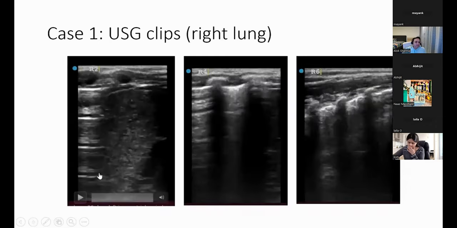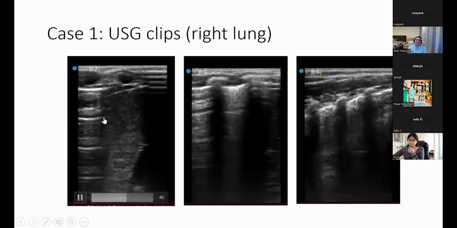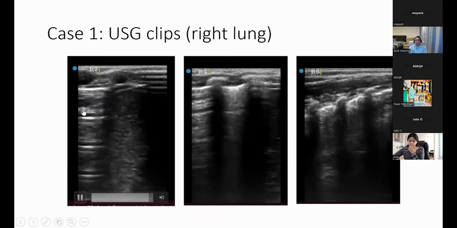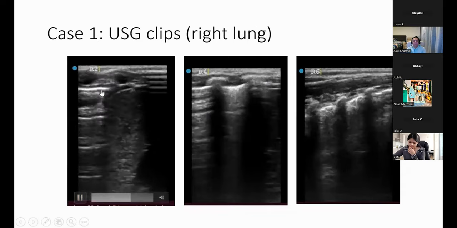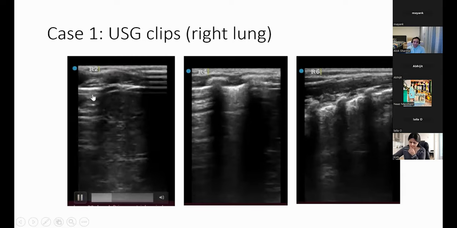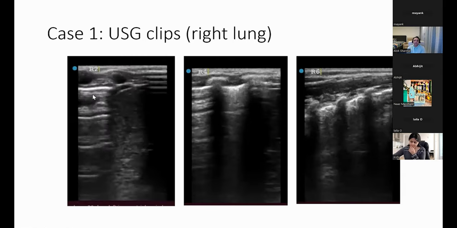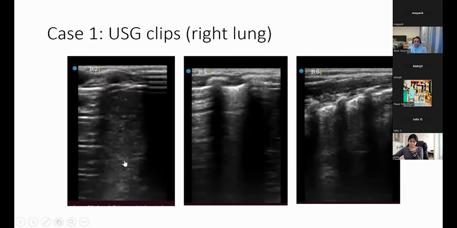So this is the right lung, the R2 area. I can see the interface between the lung and the liver, and I can see a beautiful pleural line, which is sliding well, and it is dominated by A lines. So this is absolutely A profile, no B lines, and no consolidation or effusion.